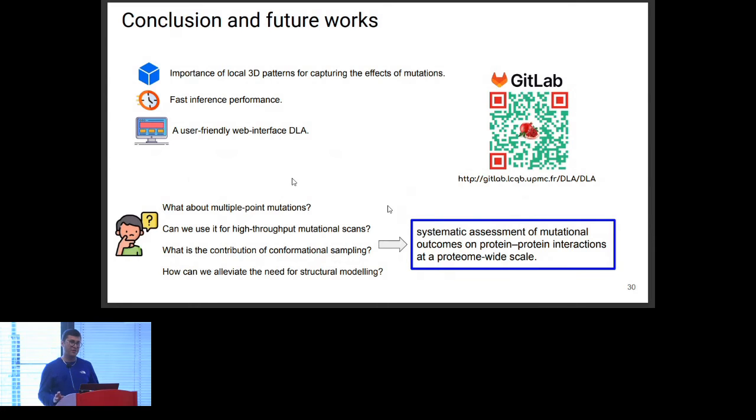So DLA mutation can handle single point mutations, but it doesn't cover multiple point mutations. Also, we want to study the contribution of conformational sampling, this Rosetta backrub modeling that we performed, in the performance and predictions of DLA mutation, or alleviate the need to create these mutant protein complexes, or at least make it faster. And if we can answer this question, we can go toward the systematic assessment of mutational outcomes on protein-protein interactions at a protein-wide scale.